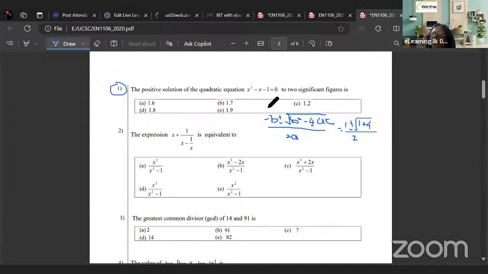3.2 will be coming. So the answer will be A. If you solve this one, you will get the answer as, here it asks for the positive answer, therefore I consider only the positive one: 1 plus square root 5 divided by 2.